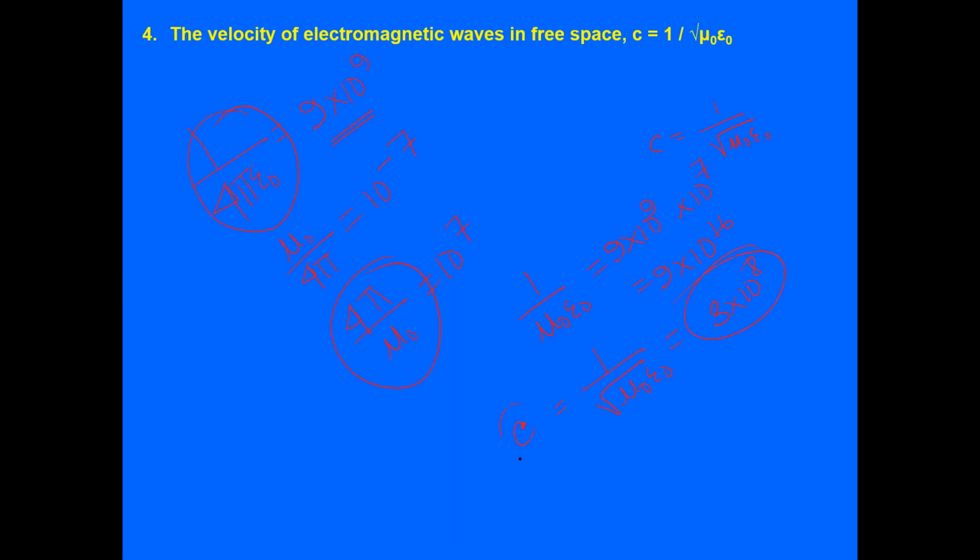So c equals 1 by root over mu 0 epsilon 0. So the velocity of light can also be found from these two constants, one for the electric field and one for the magnetic field, epsilon 0 and mu 0, in free space or in the vacuum. So the velocity of the electromagnetic wave in free space comes out to be the velocity of light, and that is 1 by root over mu 0 epsilon 0.